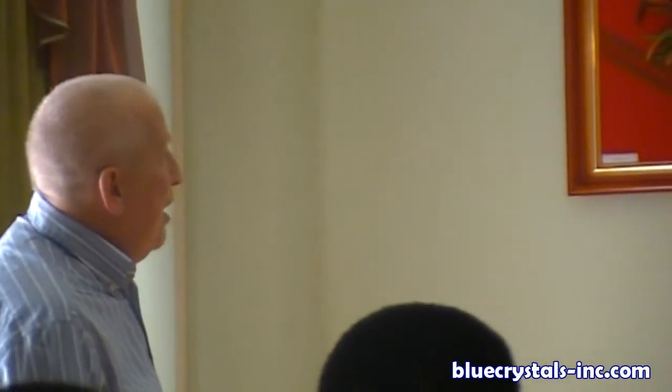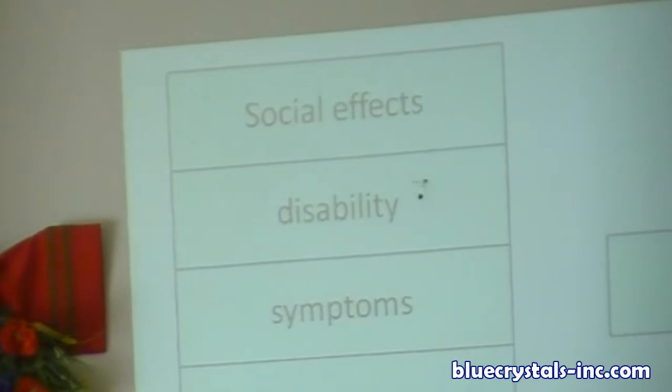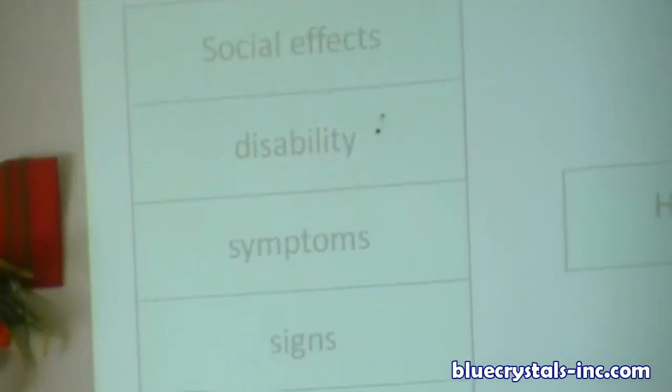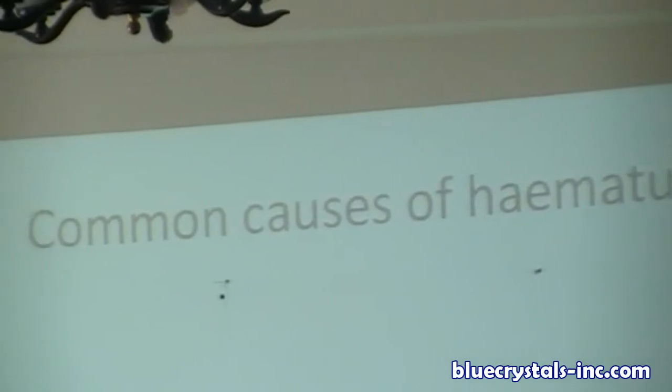So that's the first level of the model. This is the 7-level model, and the first level is the level of symptoms. This is where the patient comes in. Maybe disabilities as well, but symptoms. So hematuria. So, common causes of hematuria in a man of 55, 60.